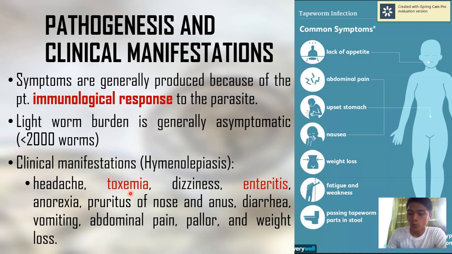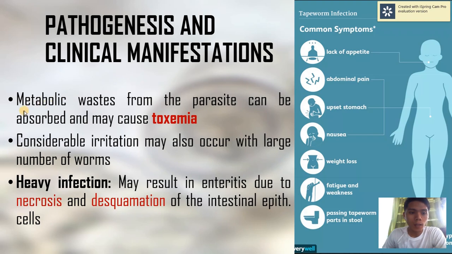Toxemia, as I will show in the next slide: metabolic waste from the parasite can be absorbed and may cause toxemia. Our cestode, H. nana, doesn't have any digestive tract, so it depends on the nutrients available in our small intestine. When they ingest or digest, they produce metabolic waste. This waste will be reabsorbed by your intestine, go to your blood, and cause toxemia. And this is very dangerous. It may cause poisoning internally in our body.